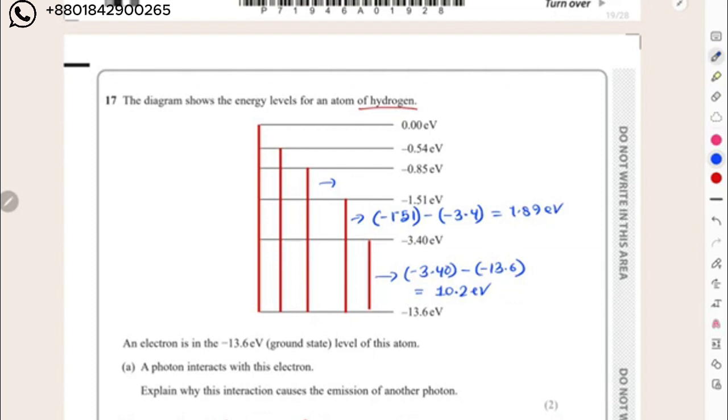Minus 0.85 minus 1.51, which is approximately 0.62. Again for this one, minus 0.54 minus 0.85, that's almost 8 point something. If you continue to do this for every possible combination, you'd see that nothing is anywhere closer to 5.7 electronvolts.